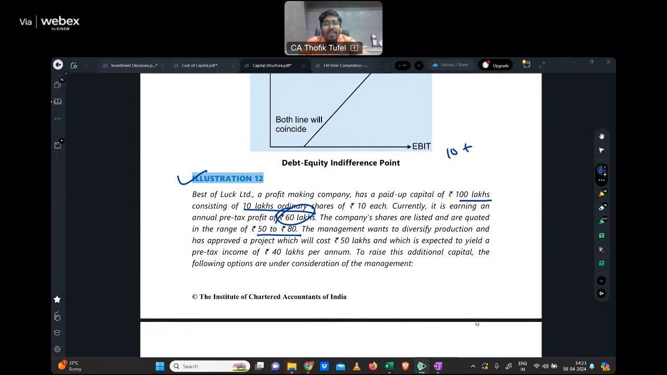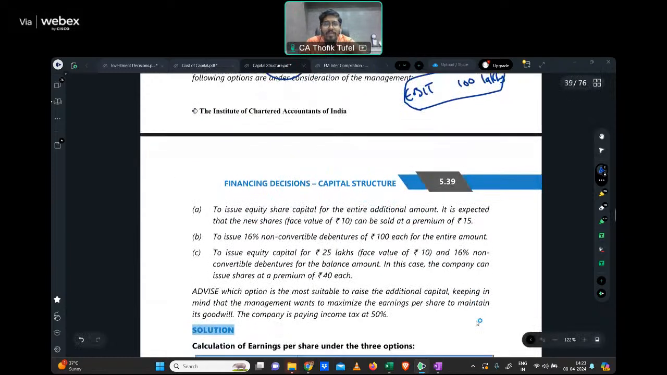The management wants to diversify production and has an approved project, which means some new investment of 50 lakh rupees, which will give you 40 lakh rupees per annum. So already you're earning 60 lakh rupees, and this project will give you 40 lakh rupees per annum. So your total EBIT will be 100 lakh rupees. To raise this additional capital of 50 lakh, the following options are there.